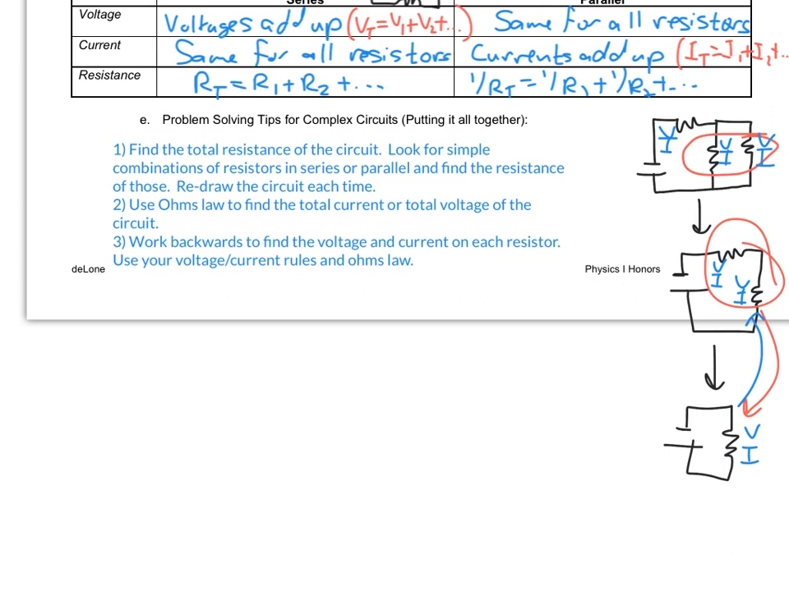Keep in mind that when you have two in series, like we do here, and they are combined, they're going to have the same current. They're going to get that full current, and then you can find the voltage of each. When you have two that are in parallel, like we do here, they're each going to get this full voltage, and you can find the current on each using Ohm's law.